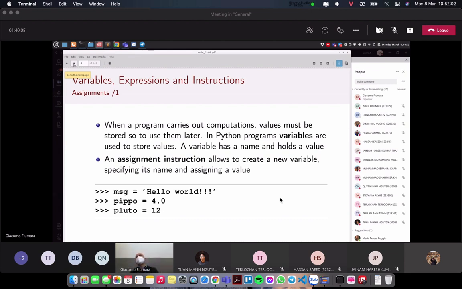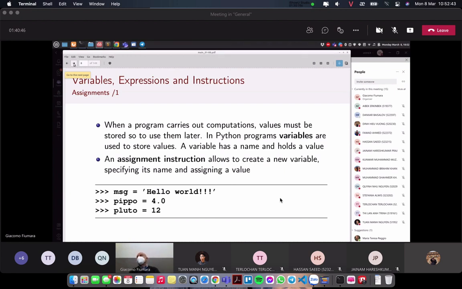Therefore, our program needs some places in which these pieces of information need to be stored. These places are called variables, because their content can be modified depending on our needs. So if we need to change what is stored in a variable, we may modify it, so it can vary.